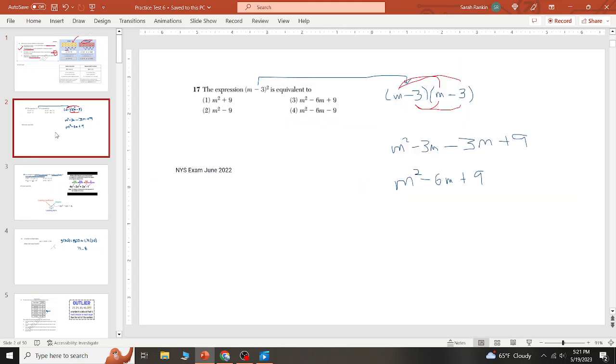All right, next question. The expression (m - 3)^2 is equivalent to what? Well, remember, (m - 3)^2 is (m - 3) times (m - 3). So you FOIL. So you get m^2 - 3m - 3m. Negative 3 times negative 3 is plus 9. You combine your like terms, and you get m^2 - 6m + 9.